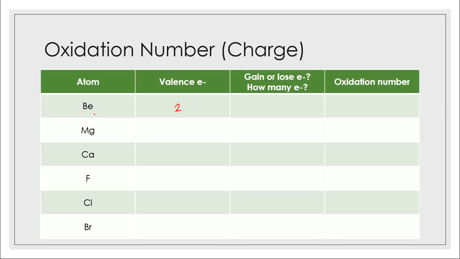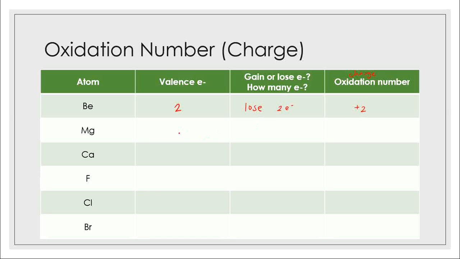It's a metal. So remember what I said? Will metals gain or lose electrons? Metals tend to lose the electrons. How many electrons will it lose? Well, it's going to lose all of them. So it's going to lose 2 electrons. So what does that make the oxidation number? Remember, oxidation number means charge. That means that the oxidation number is +2, because plus meaning lost, 2 because it lost 2 electrons.